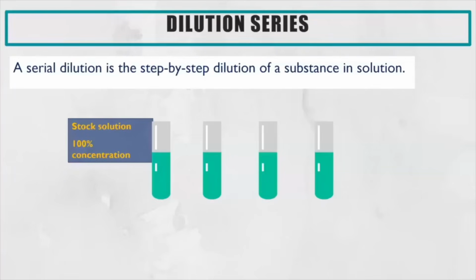And this is when you are doing step-by-step dilutions to create a range of different concentrations. So if we have a look at this example, this test tube is what we're calling the stock solution. That is your original concentration in your original solution. And for this example, I'm just saying that is 100%. What you then do is step by step dilute to create a range of concentrations.